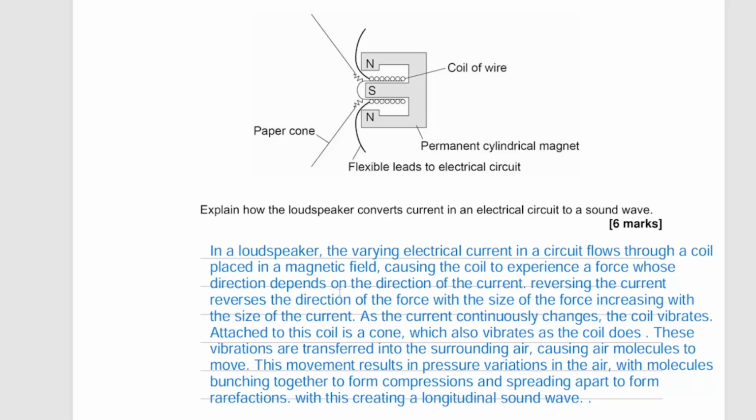Attached to the coil is a cone, which also vibrates as the coil does. These vibrations are transferred into the surrounding air, causing air molecules to move. This movement results in pressure variations in the air, with molecules bunching together to form compressions and spreading apart to form rarefactions, with this creating a longitudinal sound wave. Now, it's a bit complicated, but it's a really hard question, in my personal opinion. And even being able to just state a few basic principles and get a few marks is good for this level of question.